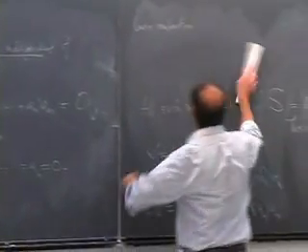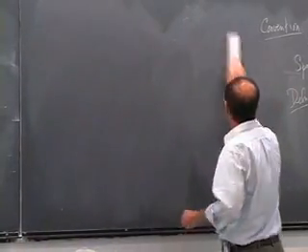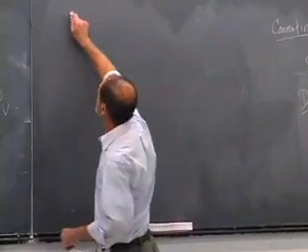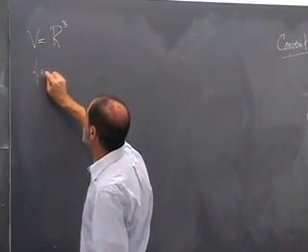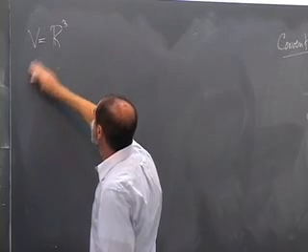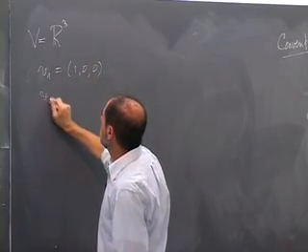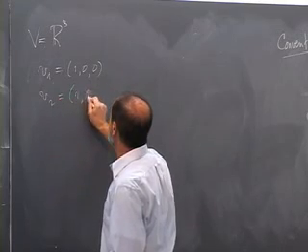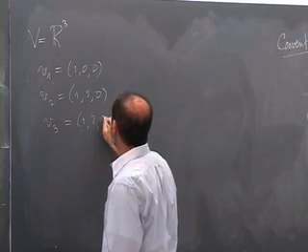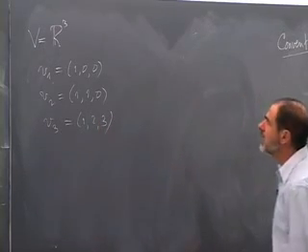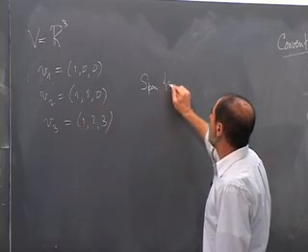So let's do a little bit more complicated example. Let's take the space R^3. And let's take the following collection of vectors. V1 equals (1, 0, 0). V2 equals (1, 1, 0). And V3 equals (1, 2, 3). Okay. What is the span of the set V1, V2?